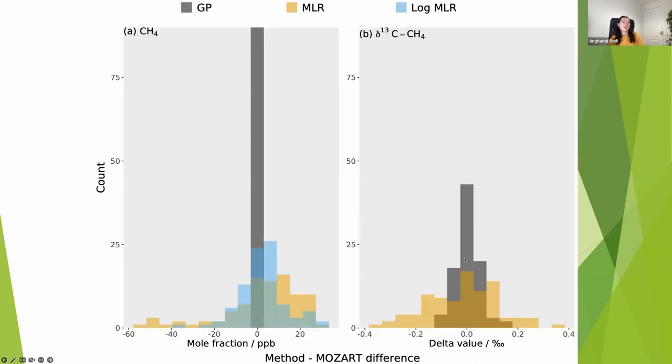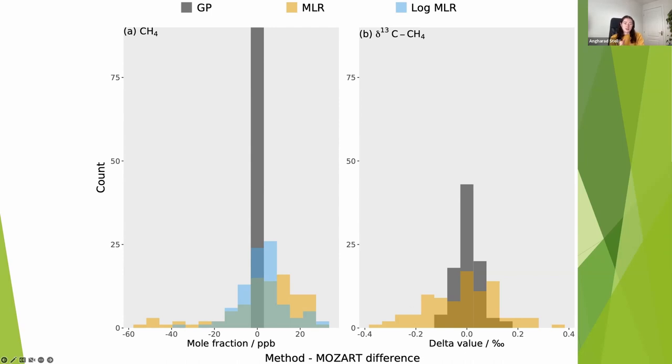Okay, so we can also have a look at how well our Gaussian process is performing by comparing its ability to emulate the model compared to something simpler, such as multiple linear regression, which assumes that the relationship between inputs and outputs is linear and that parameters do not interact, unlike Gaussian process. So we can get a Gaussian process and multiple linear regression to predict the model output for the test data set that we have, and then look at the difference between the emulation method and the model, which is shown here for mole fraction on the left-hand side and delta value on the right-hand side. So the Gaussian process residuals are shown in gray, and the multiple linear regression residuals are shown in orange.